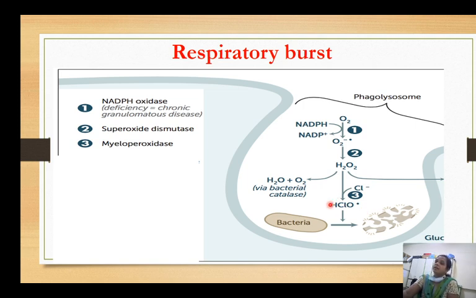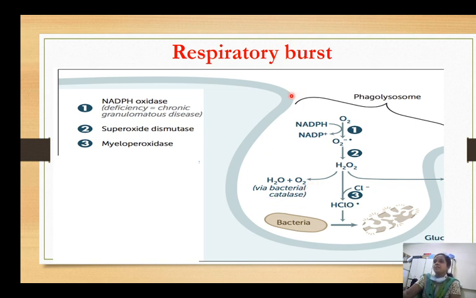Now, you might get the doubt: when this immune mechanism is working so fast, why are we getting bacterial infections? That is because most of the bacteria will have an enzyme called catalase. What that catalase will do is, when hydrogen peroxide is formed, in the presence of the bacterial catalase, it is inactivated to form water and oxygen. But when the immunity, or the antioxidant mechanism of the phagolysosome, is very high, it can overcome the activity of the catalase.